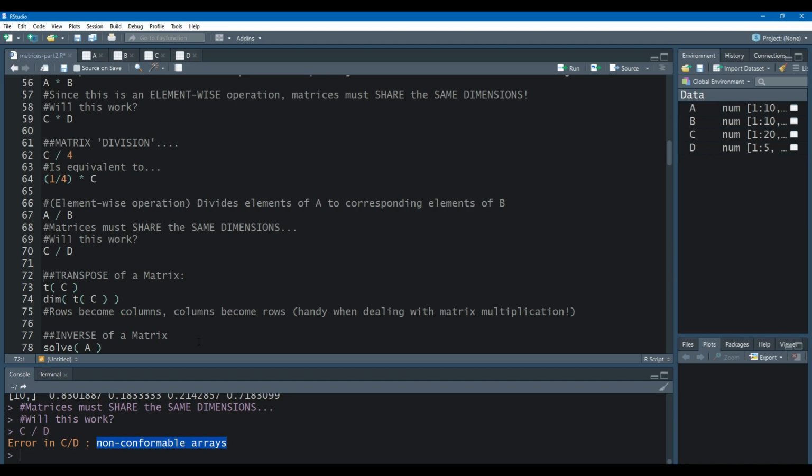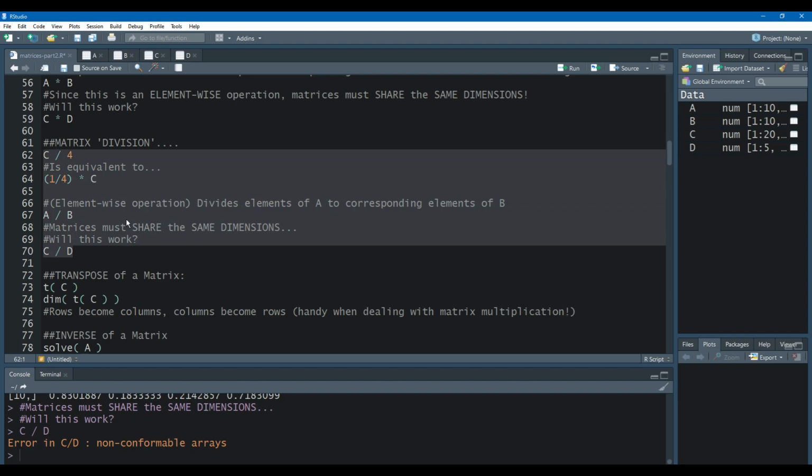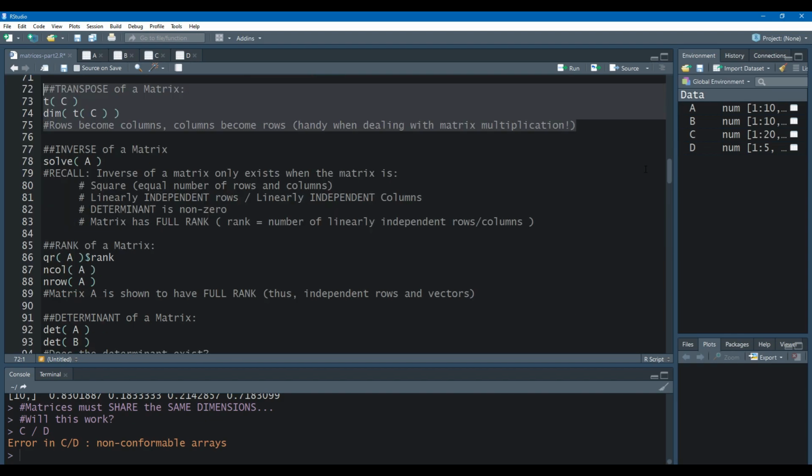So element-wise operations like addition, subtraction, element-wise multiplication, and division of two matrices have to feature the exact same dimensions, otherwise you're going to get an error. Taking the transpose of a matrix. As defined in the previous videos, the transpose is where we take the rows of a matrix and the columns of a matrix and switch them around.